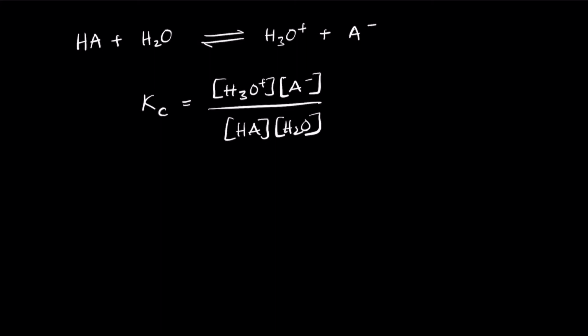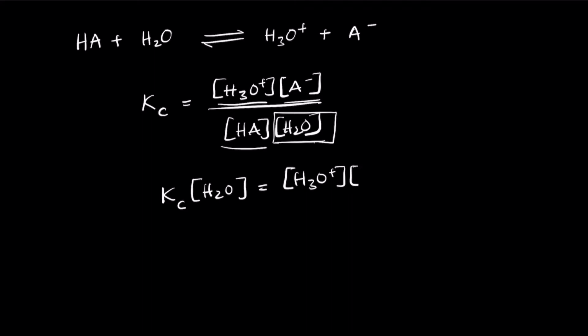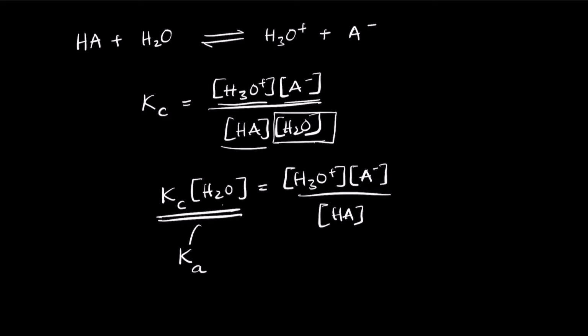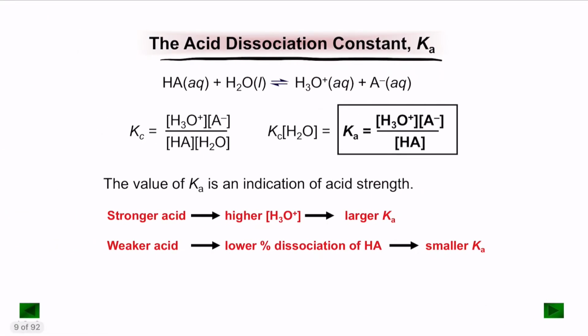Now the species that are undergoing change are HA, H3O+ and A-, but the liquid water is present in such large amounts that its concentration is not going to change. So when you bring Kc times H2O, that becomes H3O+ times A- over HA. This constant, the product of the equilibrium constant and the water concentration, is called the acid dissociation constant, which is written as H3O+ times A- over HA. So this here is the acid dissociation constant.